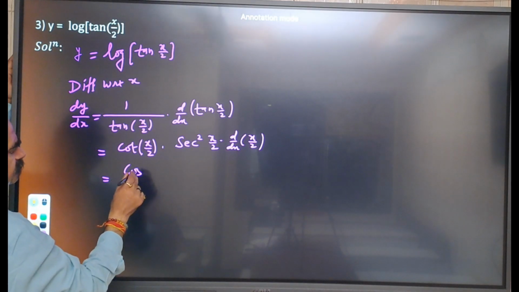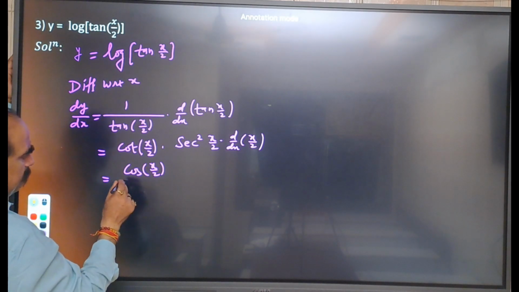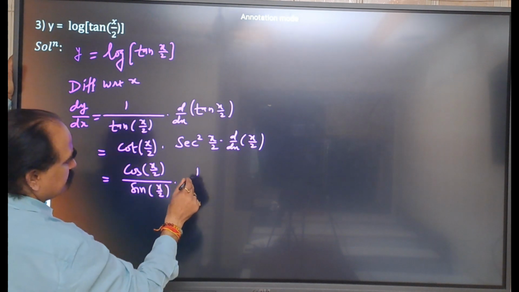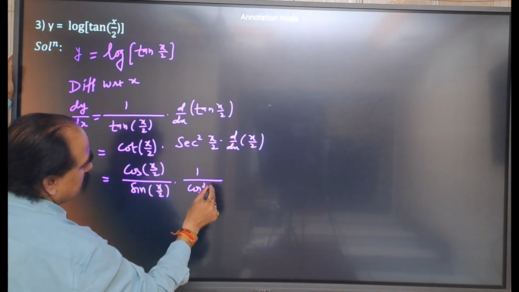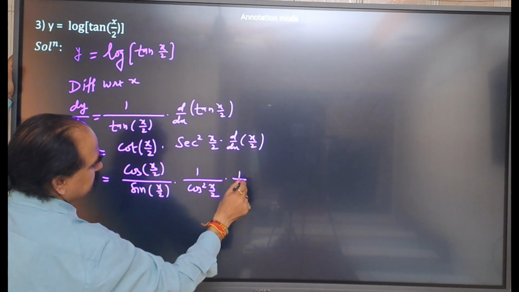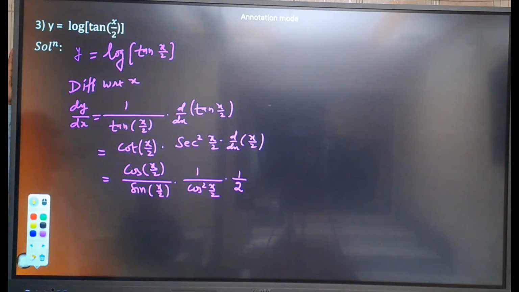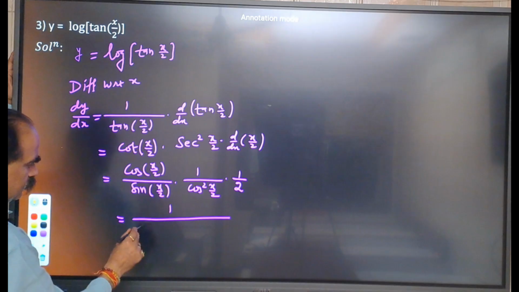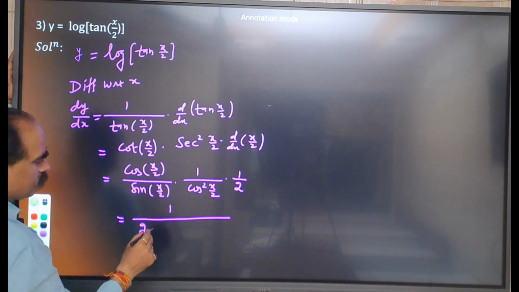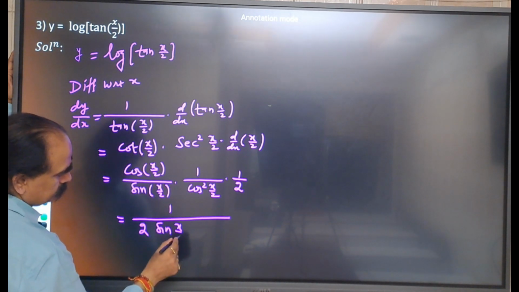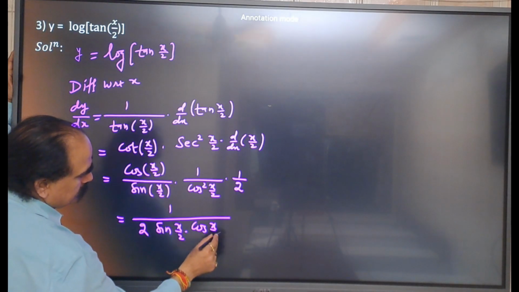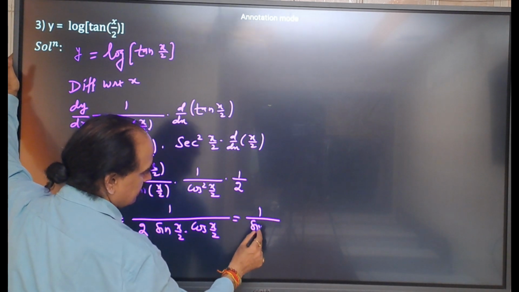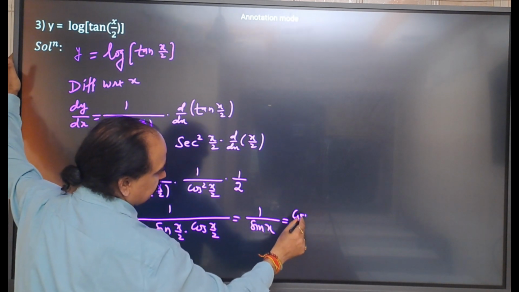Cot is what? Cos upon sine into sec square is what? 1 upon cos square, derivative of x by 2 is what? 1 by 2. One cos will get cancelled. 1 upon 2 sin x by 2 cos x by 2. And 2 sin x by 2 cos x by 2 is what? 1 upon sin x, which is cosec x.